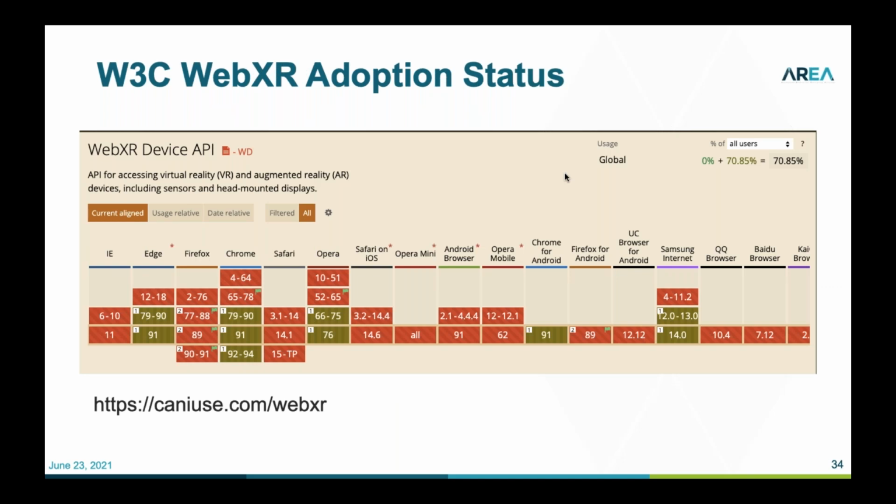WebXR at the 1.0 level has been out there for about 1.5 years, and so there's quite a lot of adoption. You can go to this website and see if the browser that you're using is compliant and to what extent it's compliant.